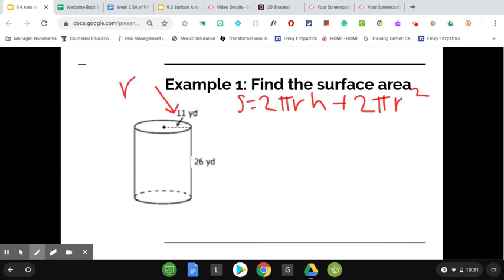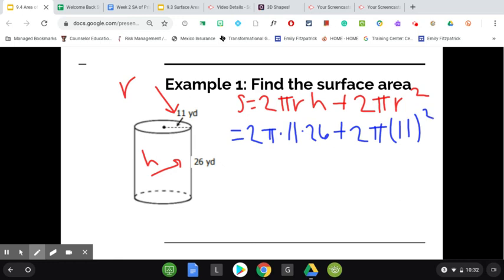And then we have the height, which is just how tall the cylinder is. And that is right there, the 26. That is our height. We plug both numbers in. So I would get 2 pi times the radius, which is 11, times the height, which is 26, plus 2 pi times 11 squared.